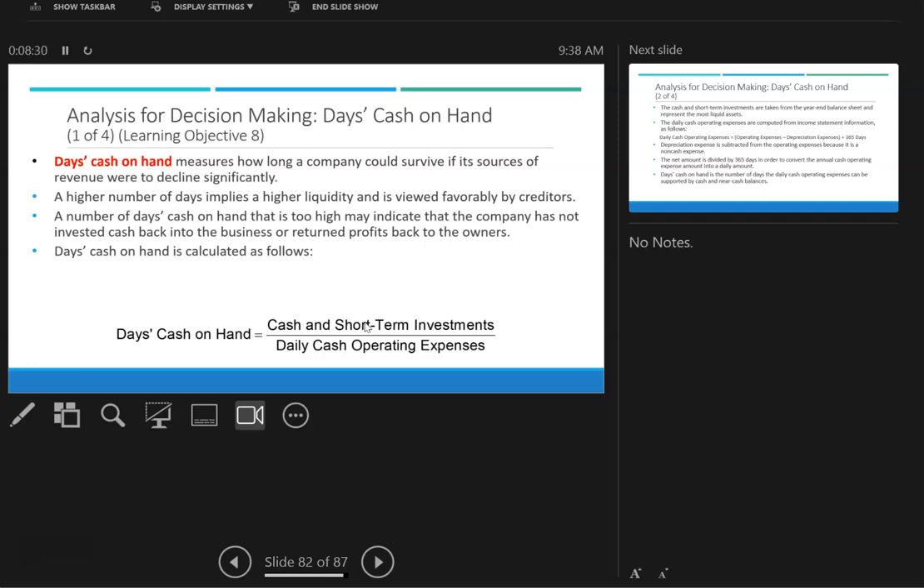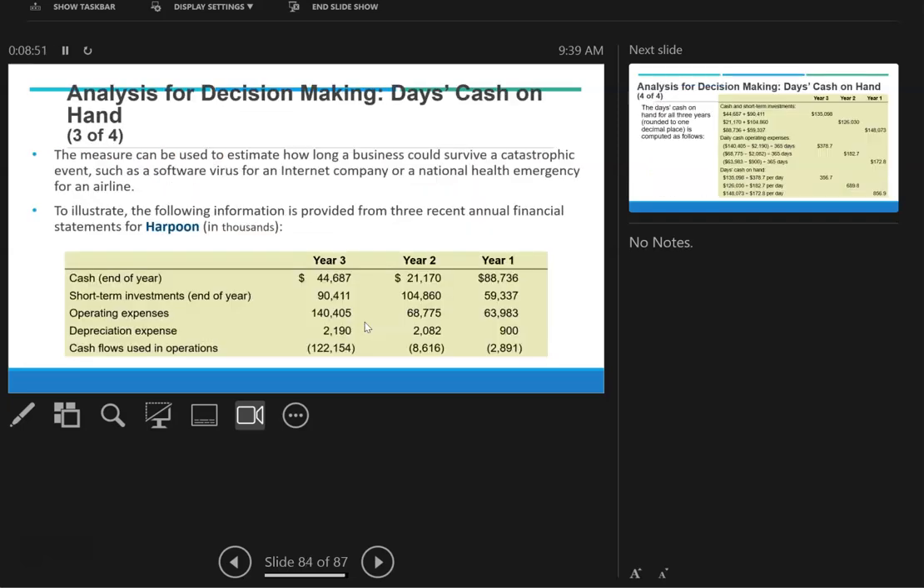Days cash on hand. So basically what we're looking at are various ratios here. The higher number of days that cash is on hand shows that cash is more liquid and you're able to use it up, or you've got it available to help pay your bills.